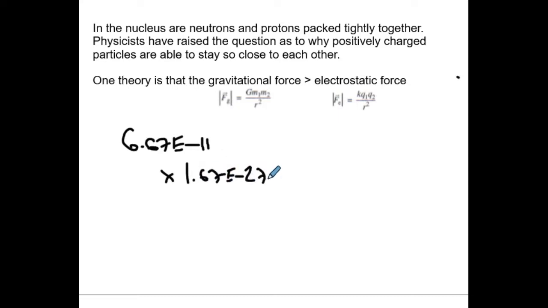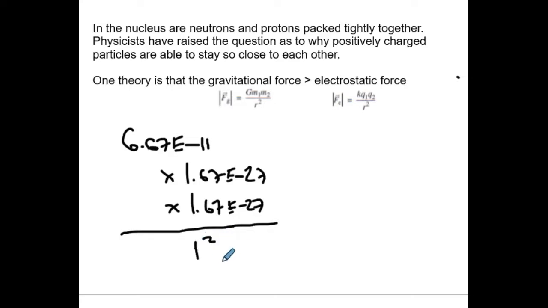I know we're back into kilograms, and I just finished talking about atomic mass units, but let's go with kilograms for now. You'd have to multiply by another 1.67 times 10 to the minus 27. And when you're done, you'd have to divide by a radius. Just for argument's sake, let's say that they're 1 meter apart.